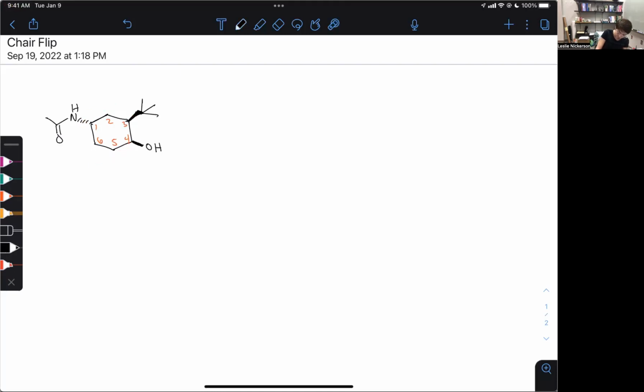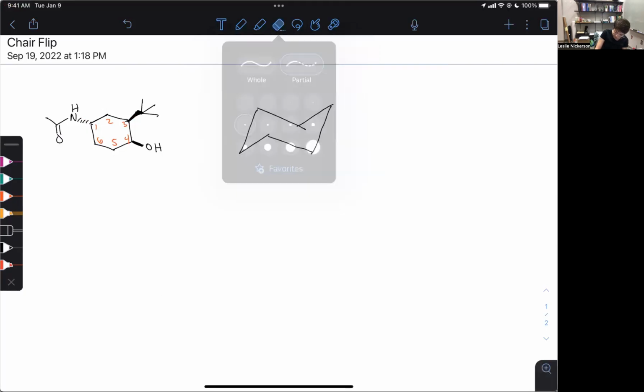So for our first chair, it doesn't matter which chair you draw, either one works. We start with our chair, and before we do anything on it, I'm going to try to do a bigger one here. It's hard to draw the big ones, but it's going to be easier for the video, I think. Okay, so the first thing that we do is we number that chair.